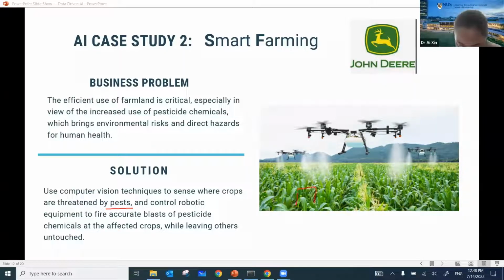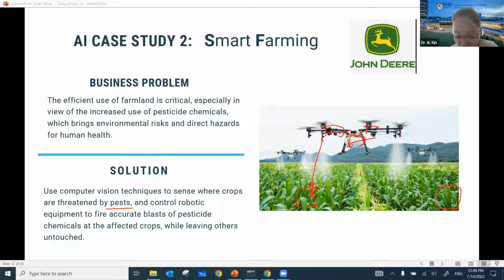That model can tell whether the crops, maybe they see this part, the crops are being affected by pests. Then they will blast some chemicals on that part. And this part, the crops are okay, not affected by pests. Then they will leave them alone. They will not blast any chemicals in that area. So to do this, they need to have a model, somewhere here, inside the helicopter.